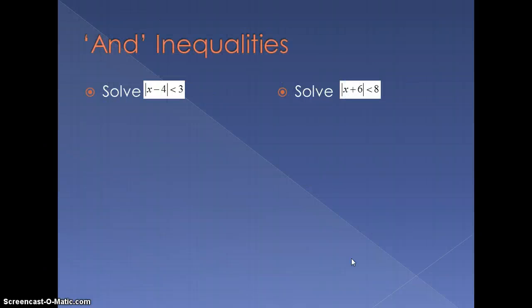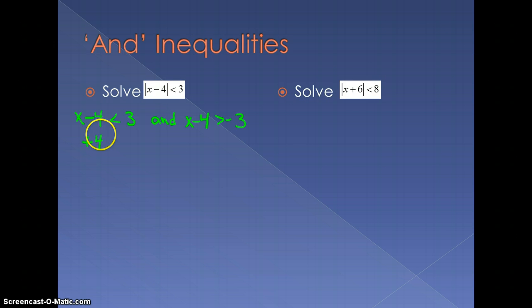A couple of "and" inequalities. We have x minus 4 is less than 3, and x minus 4 is greater than negative 3. We have to solve both of those. What's on the inside is positive in one, and what's on the inside is related to a negative in the other, and we always have to switch that symbol. We'll see that here with all of our examples.